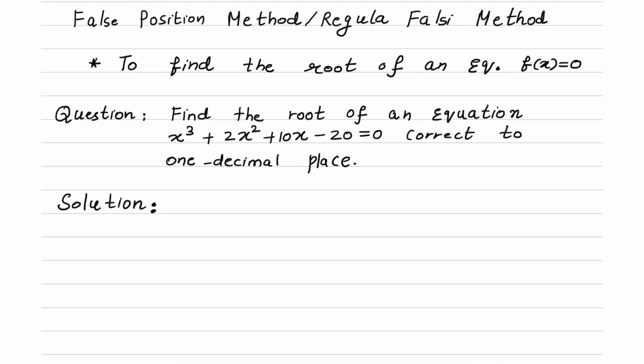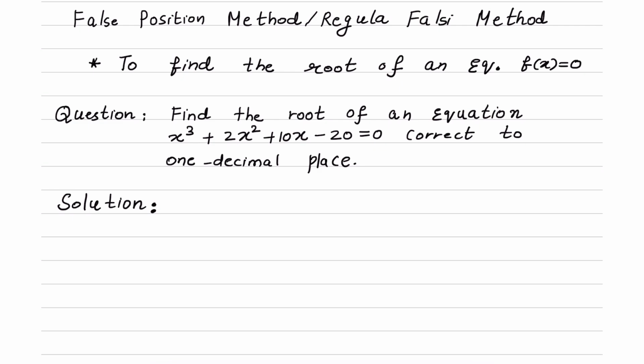So in the previous video, we saw how to find the root of an equation by using the bisection method. Now we are going to look at another method called the false position method, or Regula-Falsi method, to find the root of an equation f(x) = 0. We will try to understand this method through solving a question.